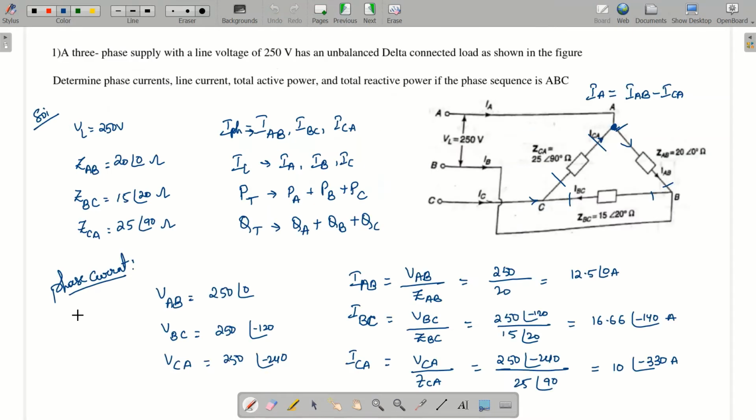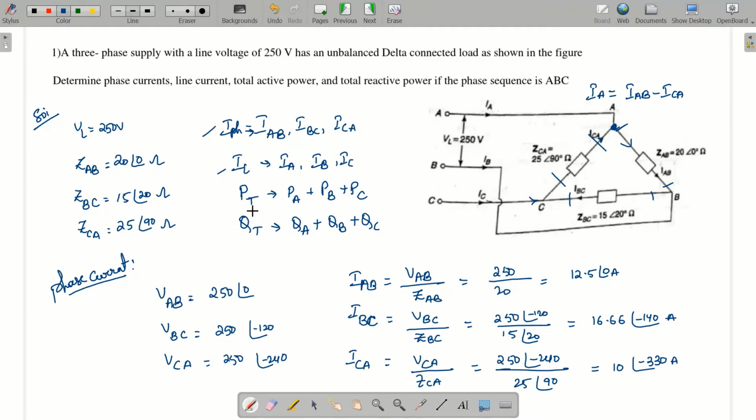So how have we found them? First we find the phase voltages divided by impedance, which gives the phase currents. Then line current IA equals IAB minus ICA, IB equals IBC minus IAB, and IC equals ICA minus IBC. In that way we find the line currents. So first we found the phase currents, then the line currents.